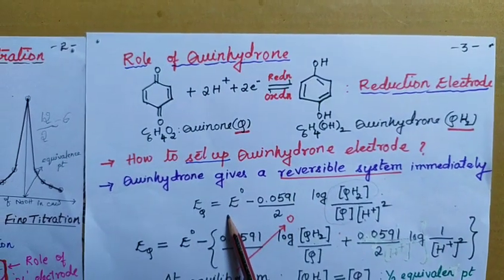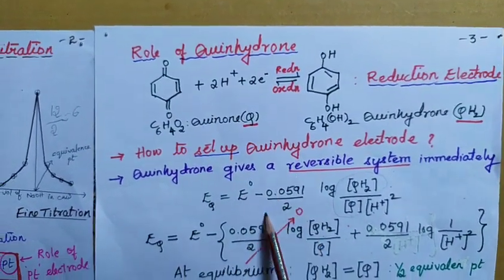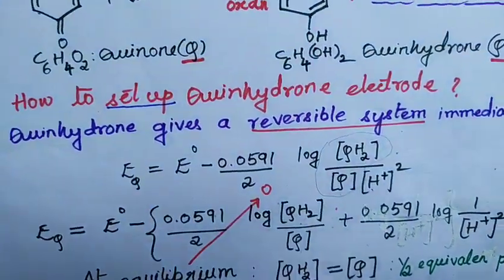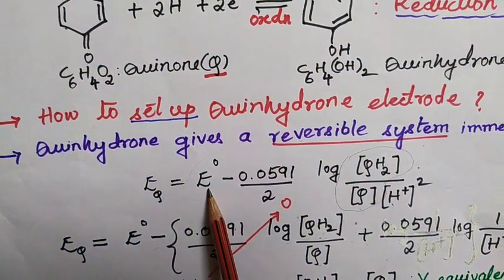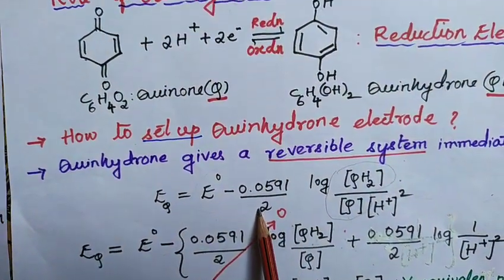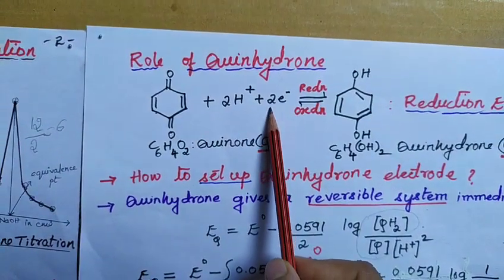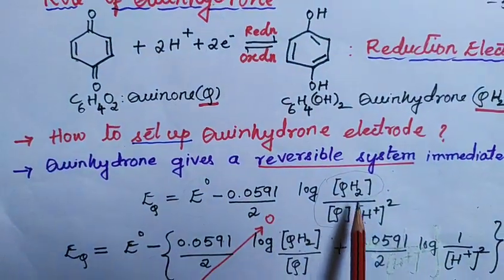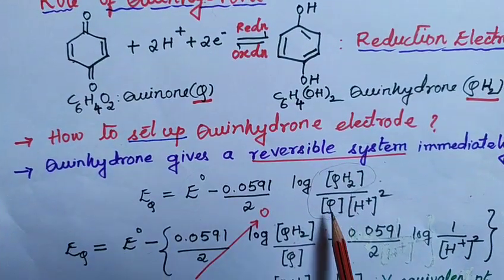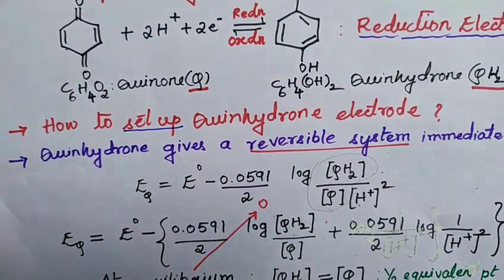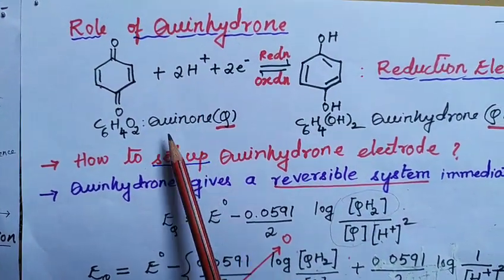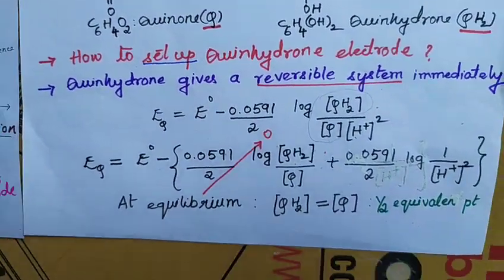Now we can write the Nernst equation for the quinhydron electrode, that is E_Q is equal to E naught, that is the standard reduction potential of the quinhydron electrode, minus 0.0591 divided by 2, because the number of electrons getting transferred is 2 here, log of QH2 concentration divided by Q concentration and H plus concentration whole square. So we have 2H plus here. Quinone is accepting 2 electrons.